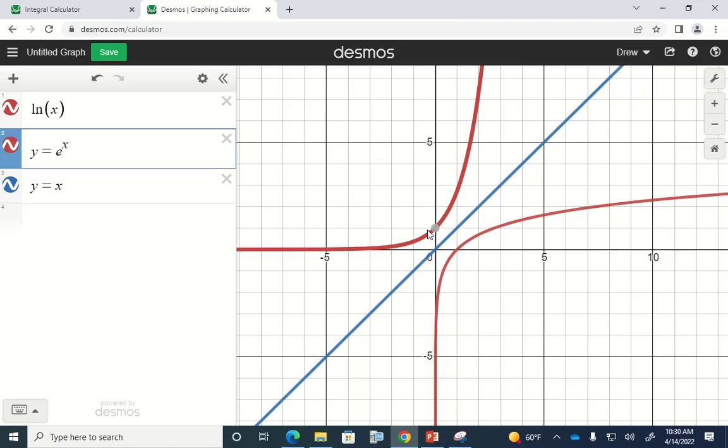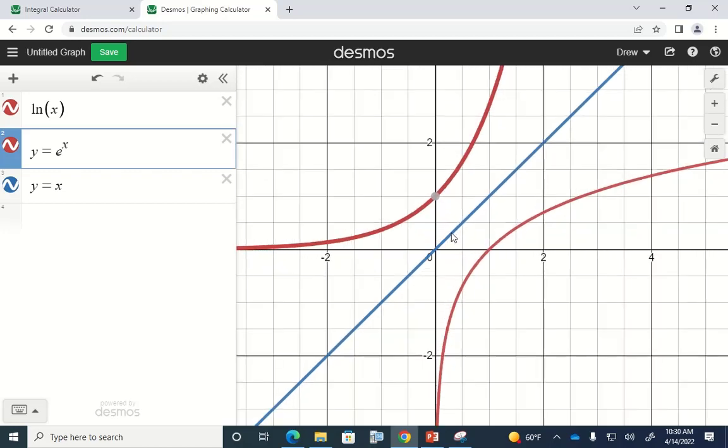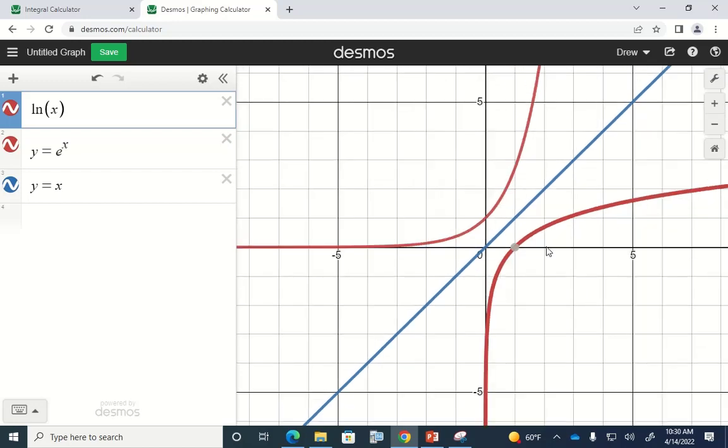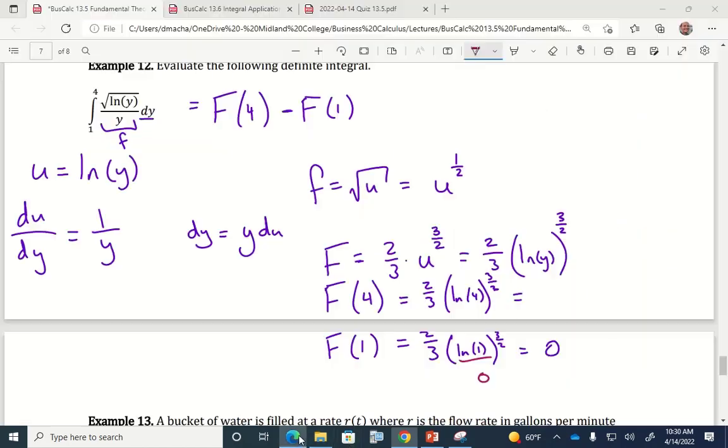And so whenever you have e raised to the 0 power, that gives you 1. And then if you reflect that point (0, 1) across this blue line, y equals x, that point reflects to the point (1, 0), which tells you that the natural log evaluated at 1 gives you 0. So, anyways.